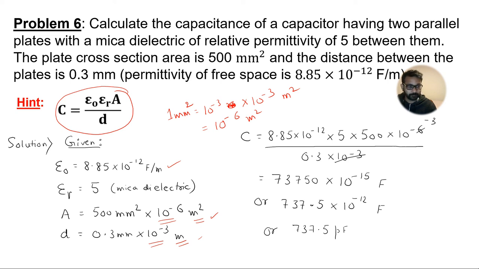But finally, you should end up getting 73,750 multiplied by 10 to the power minus 15 farads, or we can write it in a simpler form as 737.5 picofarads. So this will be your answer, right?